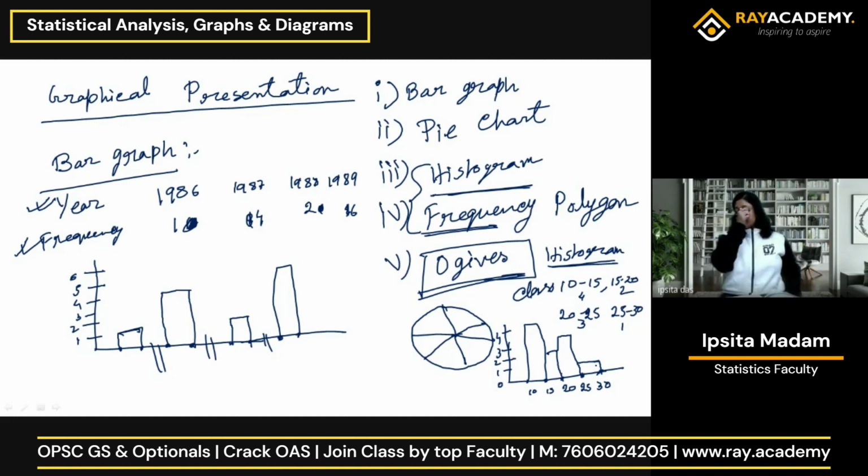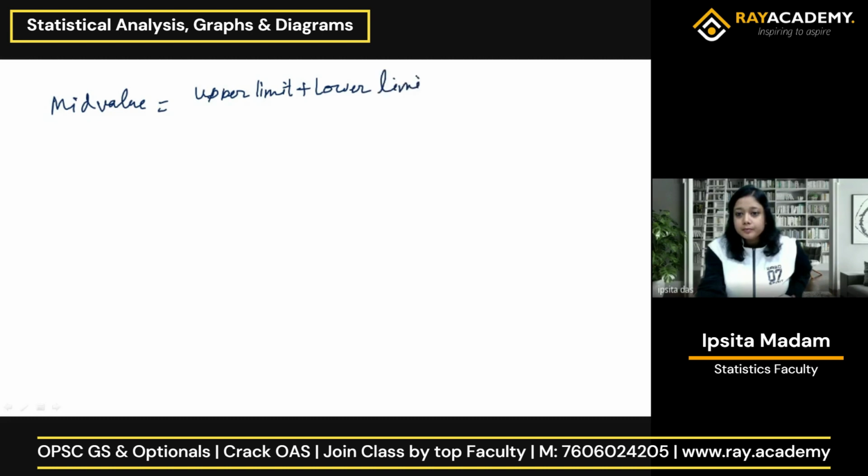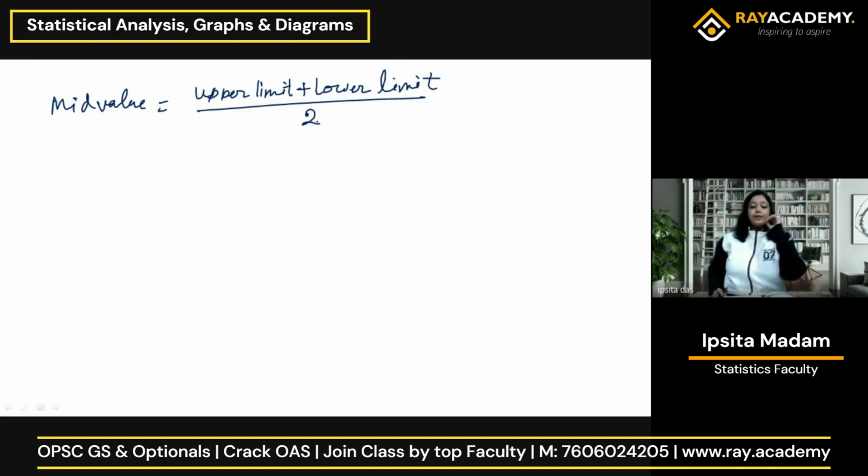From the histogram you can make the frequency polygon also. For making the frequency polygon you need another thing called the mid value. What is the mid value? The mid value of the class is the upper limit plus lower limit, divided by 2. For the frequency polygon, the mid value is required.